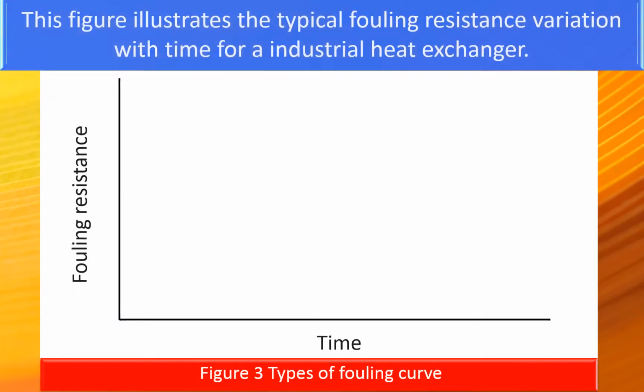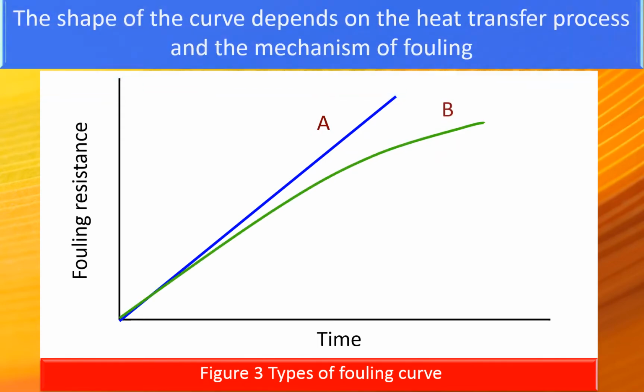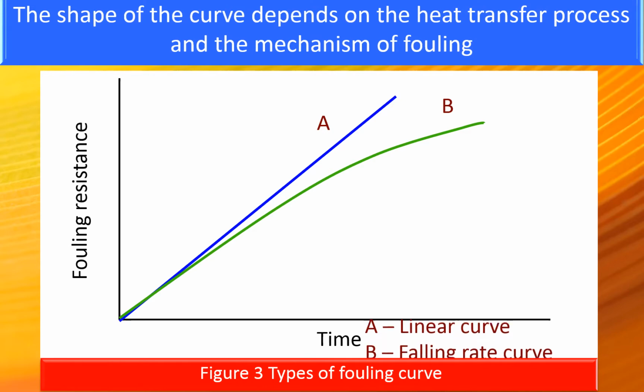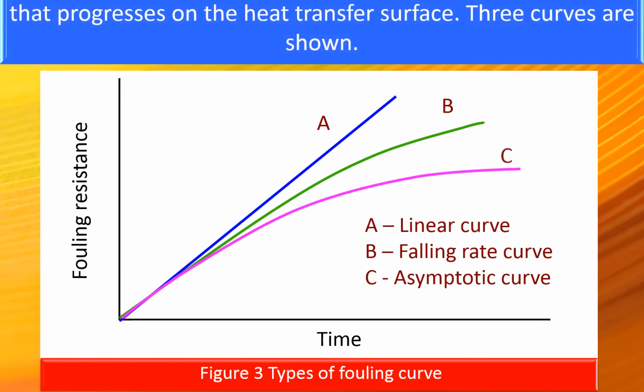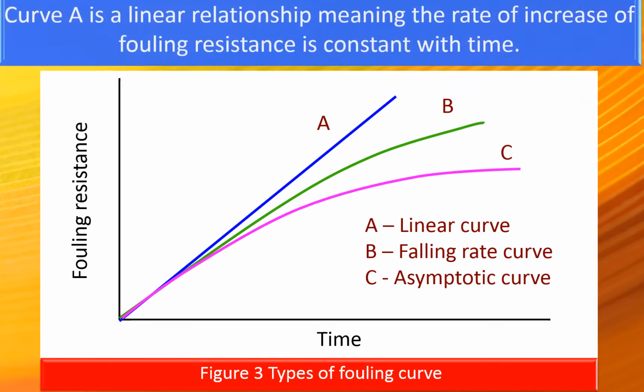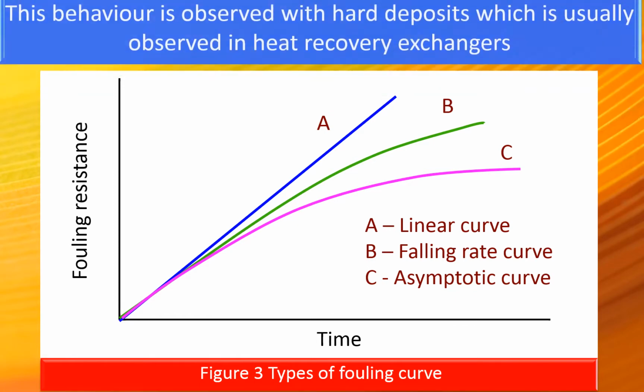This figure illustrates a typical fouling resistance variation with time for an industrial heat exchanger. The shape of the curve depends on the heat transfer process and the mechanism of fouling that progresses on the heat transfer surface. Three curves are shown. Curve A is a linear relationship, meaning the rate of increase of fouling resistance is constant with time.